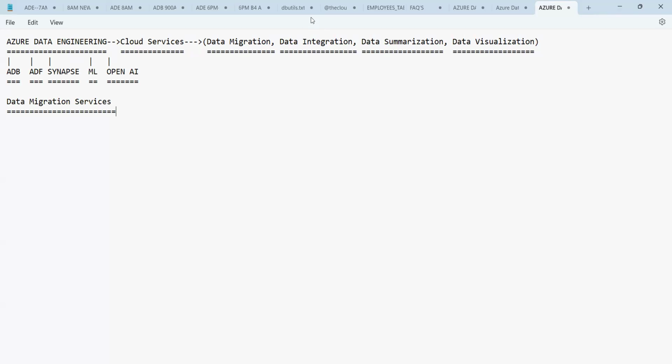So what is data migration service? This is the first one you have in Azure Data Engineering. What do we mean by data migration service? Let's first take an example of a mobile phone. Every time you buy a new mobile phone, you get a mobile phone with a default memory. Let us say your mobile phone has a default inbuilt memory of 64 GB, and the RAM is 8 GB. Now tell me, what does it mean?